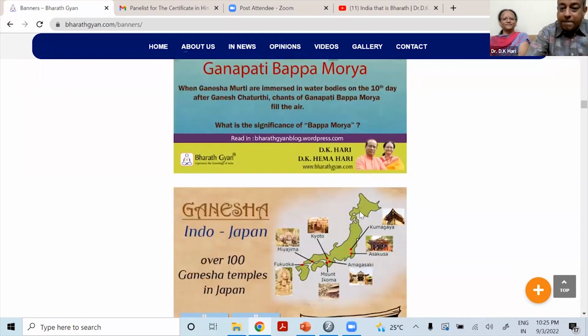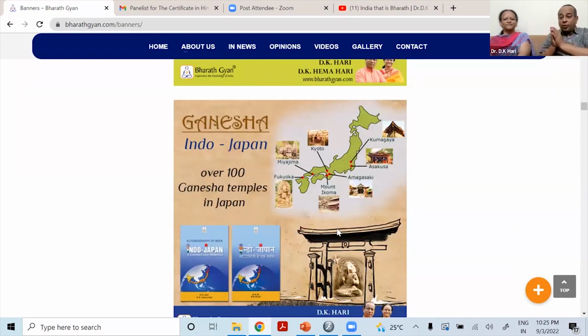And do you know one thing? We talk about Ganesha now. You have Ganesha Utsav all over the world. But over 120 years ago, in the 1800s, there were already over 100 Ganesha temples in Japan. Even now, these are all pre-World War I temples of Ganesha the world over, which we have spoken about in our book, Indo-Japan. And that's a beauty.